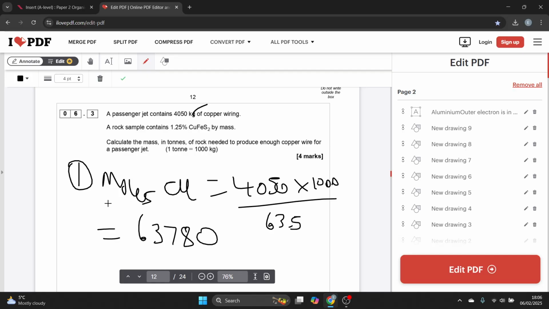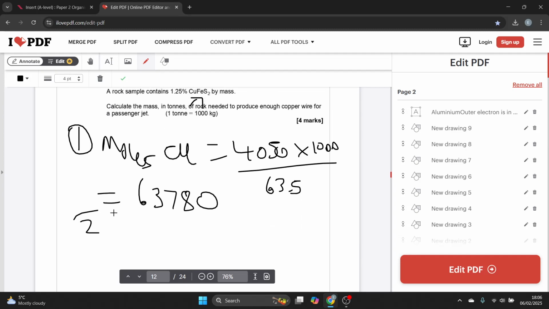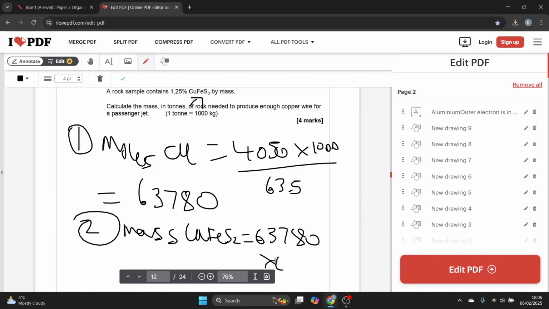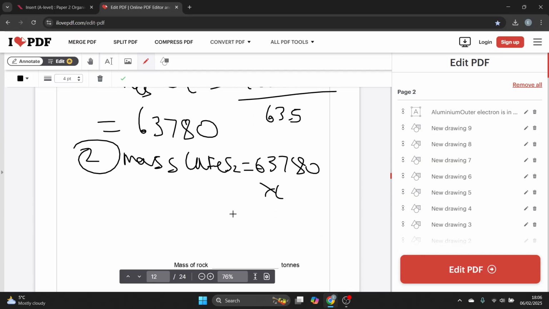Now I've got that, I can find out the mass of this because it's a 1 to 1 molar ratio. Sorry, that's the moles of that, so I can work out the mass of that now. So then I work out the mass of CuFeS2, which is 63780 times by the MR. Use a periodic table, 183.5, and you should get 1.17 times by 10 to the power 7.